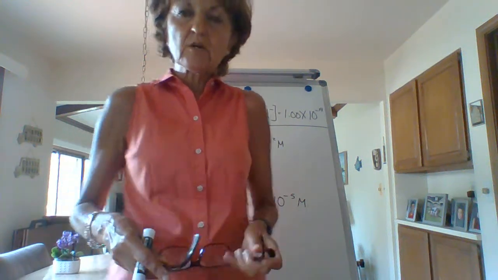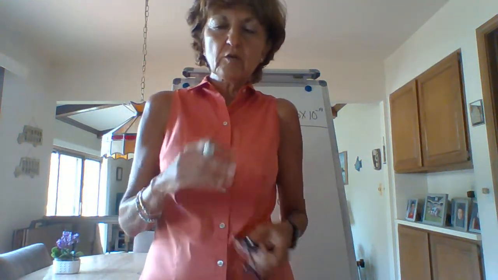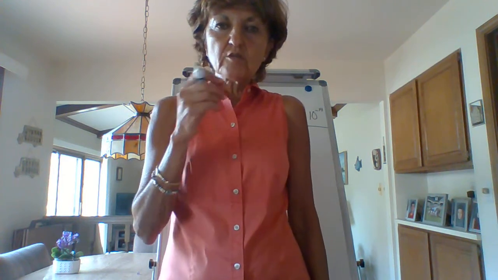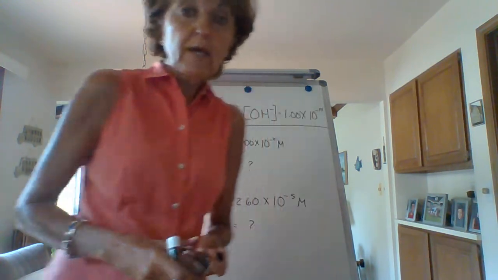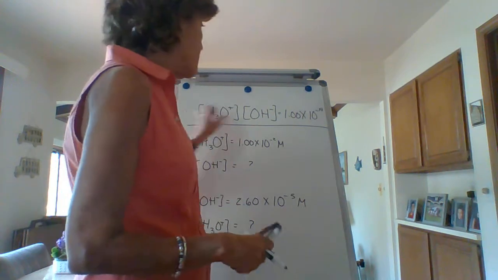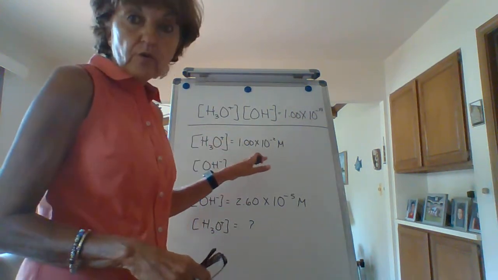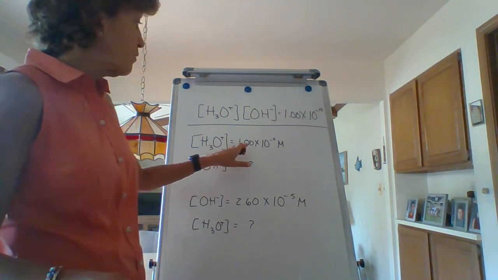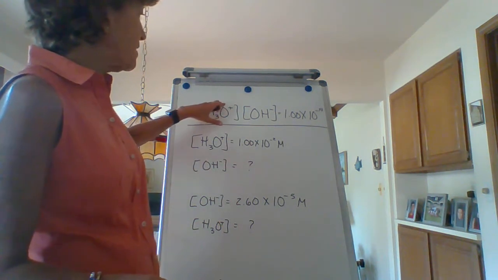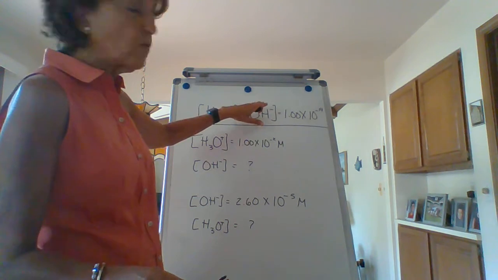Let's do some math, guys. All right, I already told you in the previous video that if you have the hydronium ion concentration and you multiply it by the hydroxide ion concentration, you will always get 1 times 10 to the minus 14. Okay, so since we know that, if I give you the hydronium ion concentration, you should be able to find the hydroxide. All you have to do is plug this number in here and solve for this unknown here.